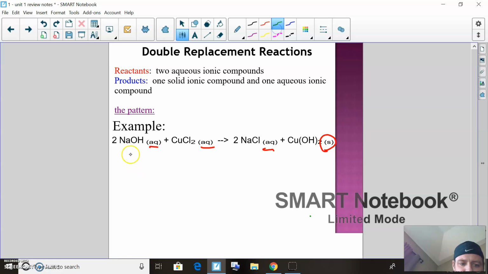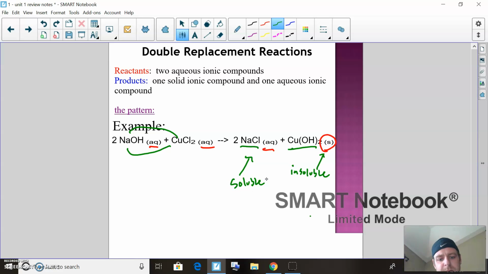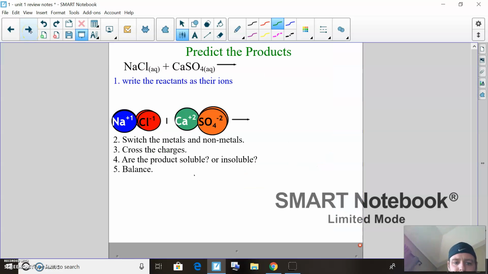So you can see here that the positives switch, and I get NaCl and then CuOH. Copper hydroxide is what we call insoluble. Insoluble means that it's a solid. This would be soluble, meaning it stays as a solution. Now, how do I do it? Same things as we did before. You get the charges, switch them. You have to really do the whole problem before you find out if the reaction happened.